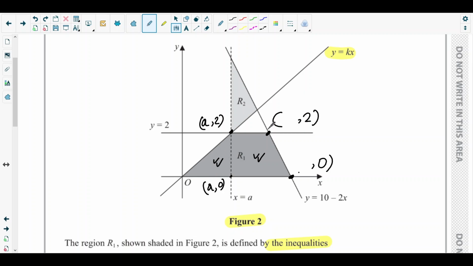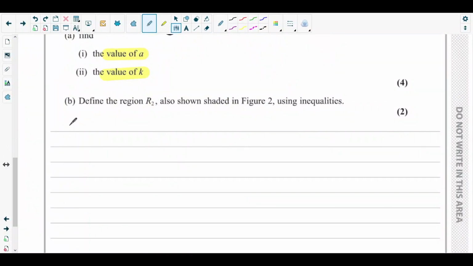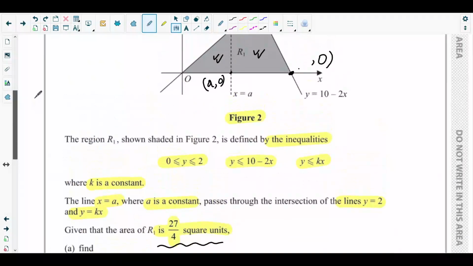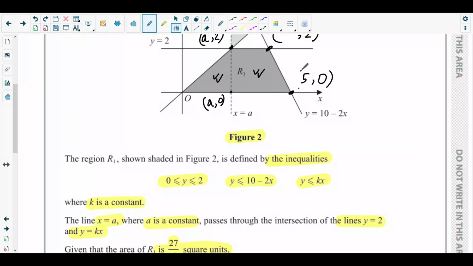Now we need to find out the x coordinate of the point of intersection with the x-axis of the line y equals 10 minus 2x. Let's figure that out at first. At the x-axis, y equals 0. So the equation is 10 minus 2x equals 0. So x equals 5. So we got the x coordinate, which is 5, and the y coordinate is 0.